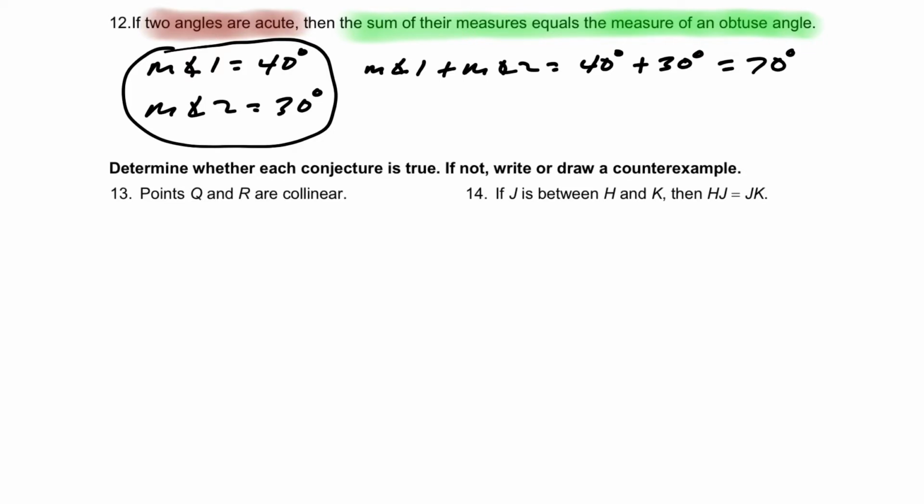All right, so wrapping up number 12, again, we have 2 angles. They both have to be acute. There they are. And they definitely make the if part true and the then part false. So that is our counterexample that proves that the conjecture in number 12 is false. All right, we've only got 2 to go, so we're almost done. So let's look at 13 and 14.